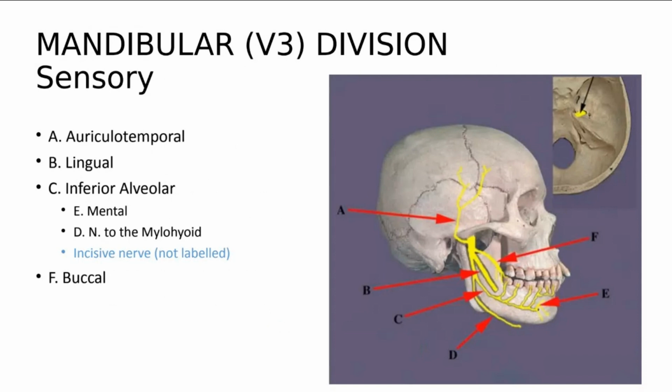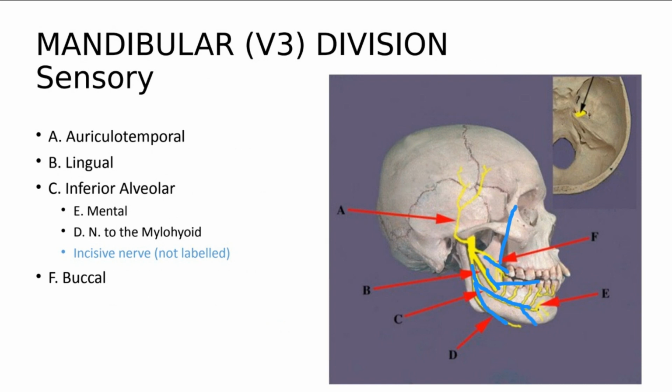Here, this one more time, just to make it more clear. This is the buccal. Bucca means cheek. It's going toward the teeth. This one here is the lingual going to the tongue. And this one here is inferior alveolar. And this is the nerve to mylohyoid. The most important are buccal, lingual, and inferior alveolar. Inferior alveolar, this is the most important.